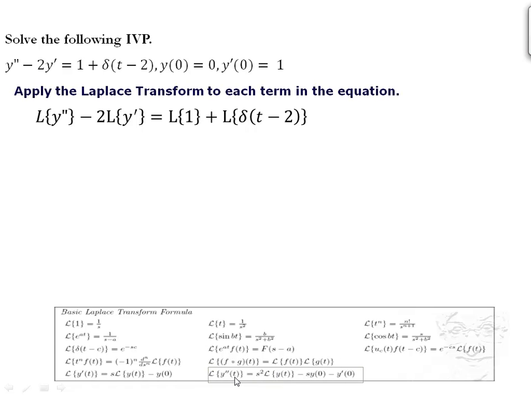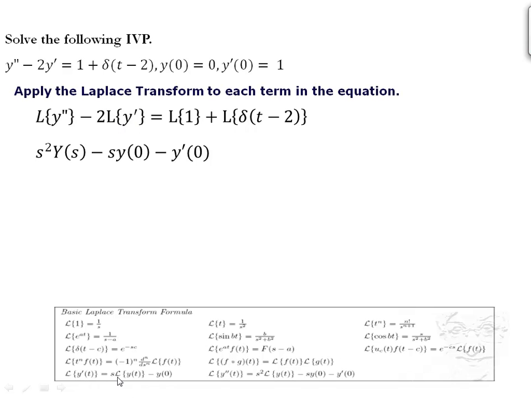You can see the Laplace of the second derivative is s squared times the Laplace of y minus s times y of 0 minus y prime of 0. The Laplace of y is the same thing as Y of s. So you get s squared times Y of s minus s times y of 0 minus y prime of 0. And we'll replace these values y of 0 and y prime of 0 with their initial values on the next step. So for the Laplace of my second term, I'm going to have the negative 2 times the Laplace of y prime.